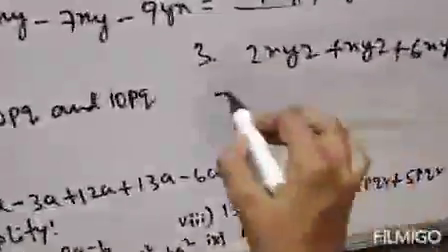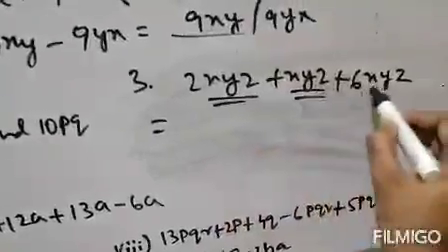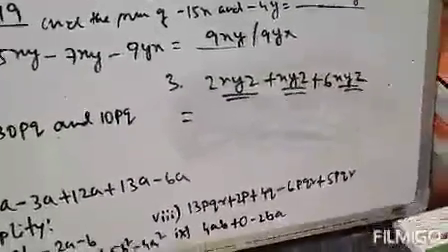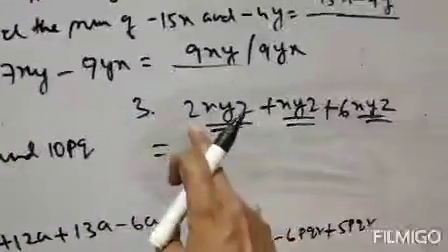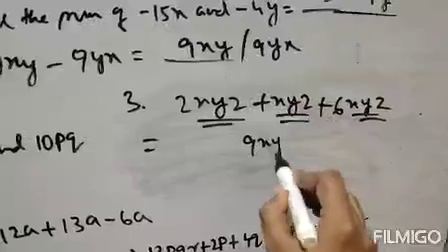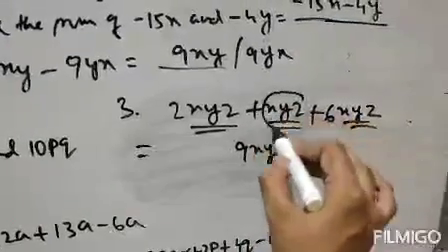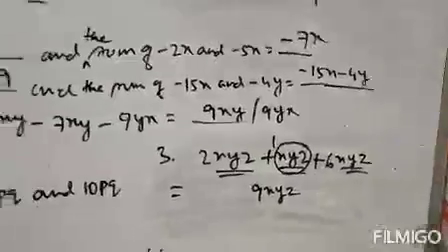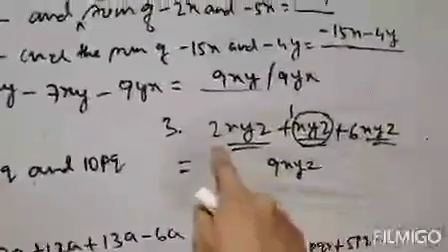Clear? Now see, here the coefficients are the same. Here xyz, xyz, xyz, their coefficients are the same. That means we can easily add. So 2 and 6 is 8, and 8 and 1 is 9 xyz, because here only xyz is present. So if there is no number, consider 1 as the number.